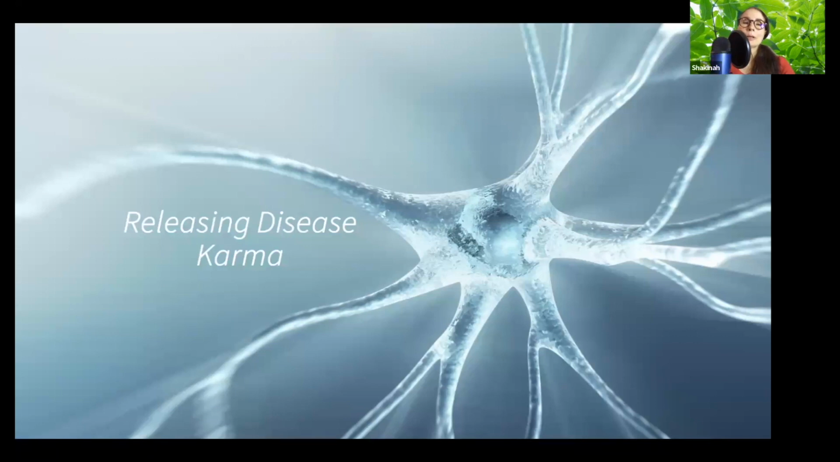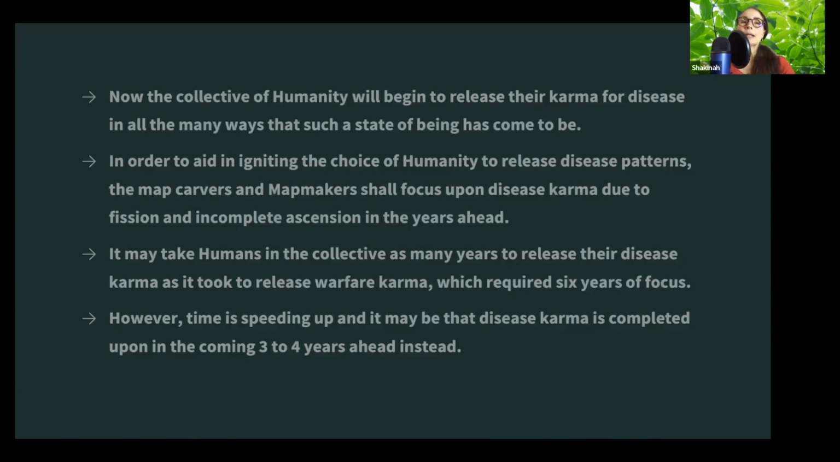Releasing disease karma. Now the collective of humanity will begin to release their karma for disease in all the many ways that such a state of being has come to be. In order to aid in igniting the choice of humanity to release disease patterns, the map carvers or map makers shall focus upon disease karma due to the fission and incomplete ascensions in the years ahead.